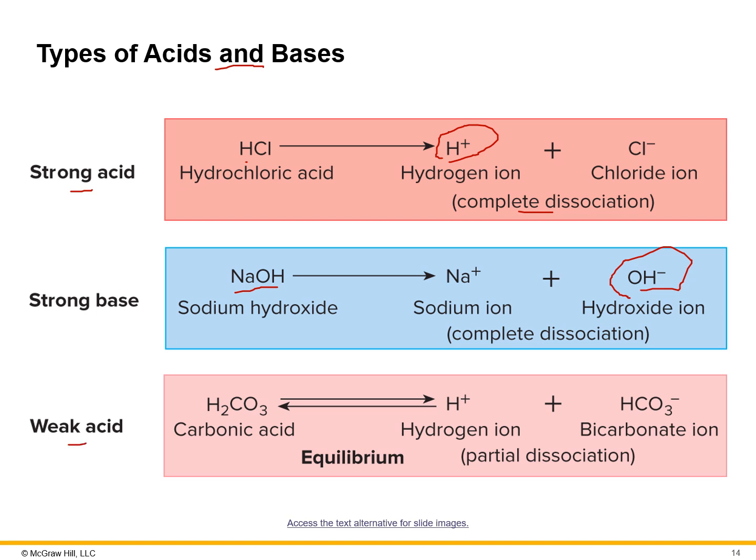Whereas in a weak acid, you get this equilibrium where some of it, like carbonic acid, stays as carbonic acid, and some of it releases some of the hydrogen ions into bicarbonate. So it's just a partial dissociation. We're not completely breaking all of it down into the ionic form.